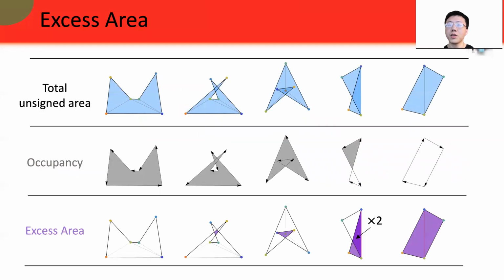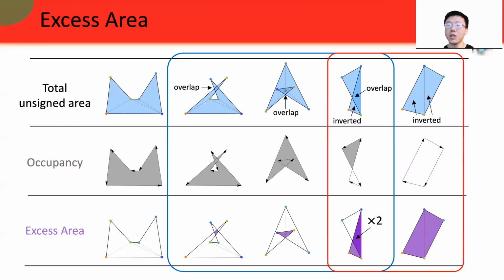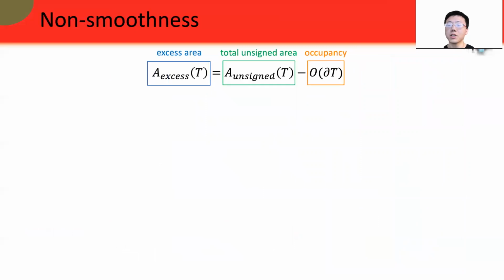Here we show a few simple examples that illustrate the different quantities we used. Observe that the excess area captures both the area of overlapping between triangles as well as the area of inverted triangles. However, we cannot directly optimize the excess area because this measure can be non-smooth. In fact, each of the two terms in the excess area has non-smoothness in some generic configuration.